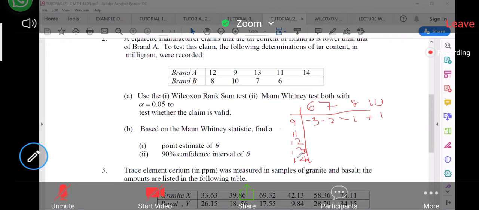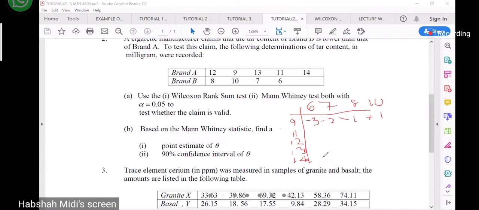Should be negative 4. After you take all the differences, the last one here is minus 8, minus 8, minus 7, minus 6, minus 4. Arrange all the differences in increasing order, and then get the point estimate of theta. That is the point estimate, meaning the median here. So you will get negative 4.